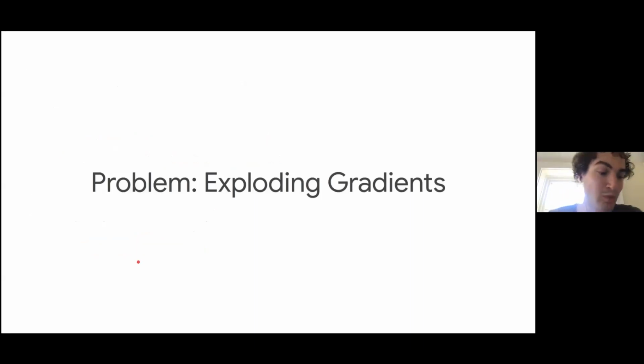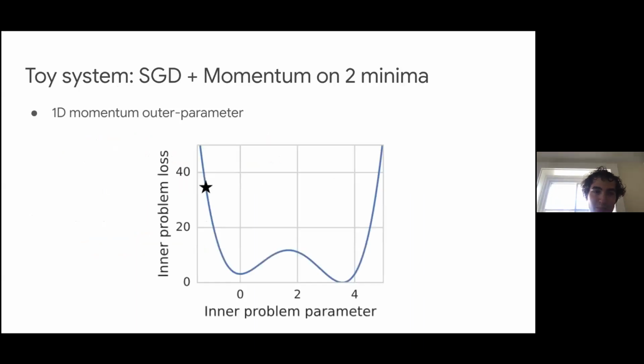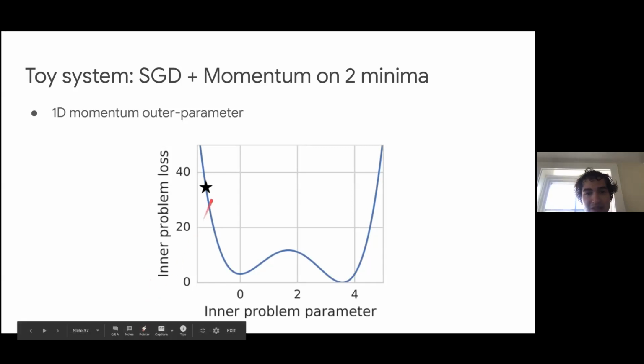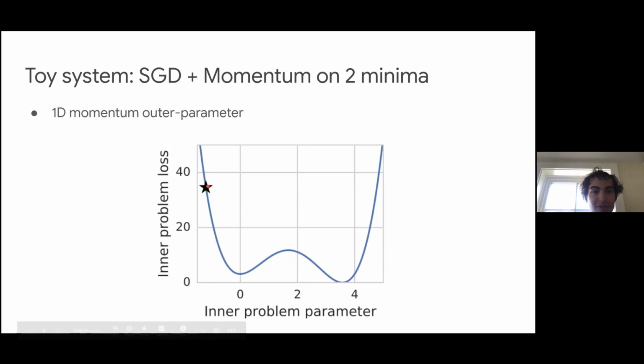So now I'm going to walk through 2 of these problems, exploding gradients and bias, to give a little more intuition as to what's going on. Before we get into a more complicated setup for exploding gradients, let's first consider this simple 1D loss surface with 2 local minima. You're at this initial point here, and you're trying to optimize the value using SGD plus momentum.